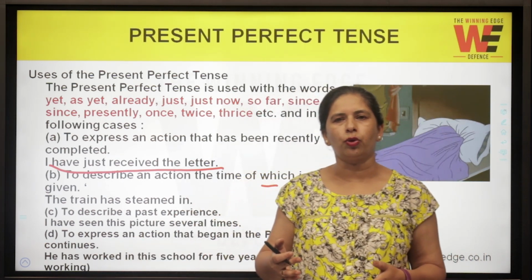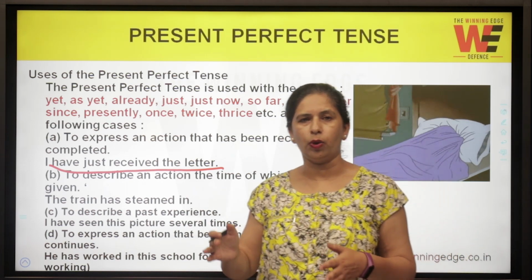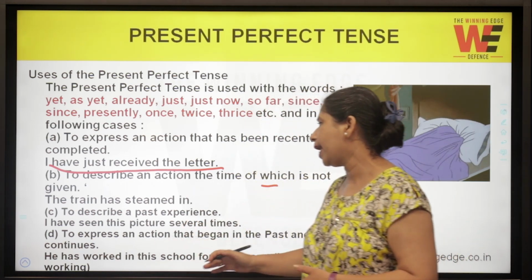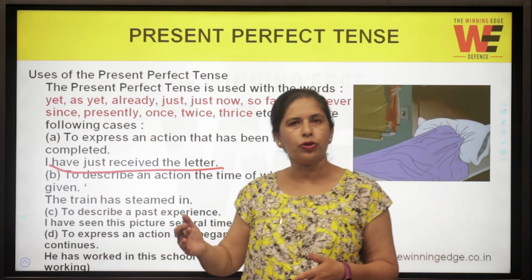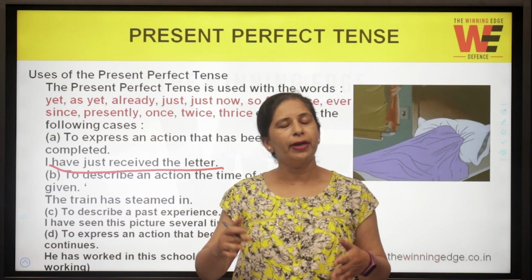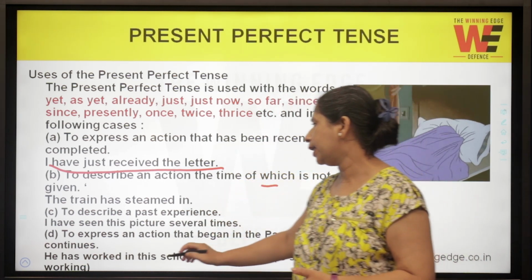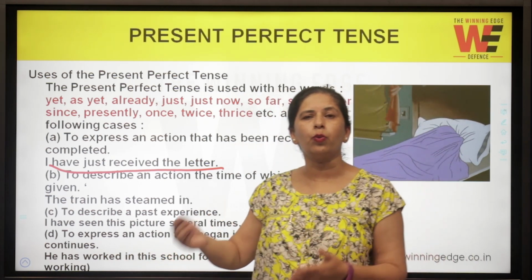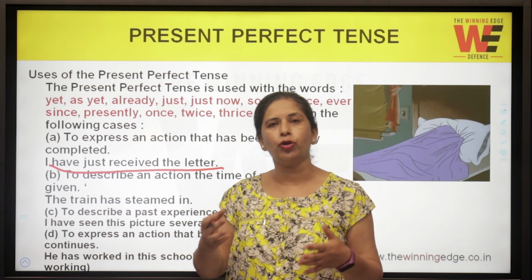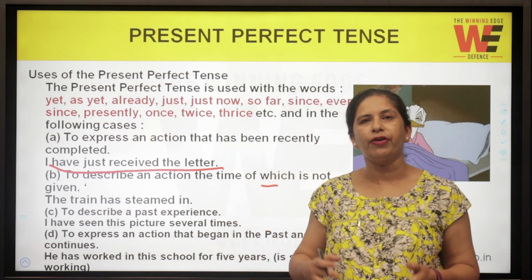या कोई ऐसा एक्शन हो सकता है कि जो पास्ट में स्टार्ट हुआ और अभी तक कंटिन्यू हो रहा है, जैसे कि he has worked in this school for 5 years. या since आप यूज कर रहे हैं या for यूज कर रहे हैं, but that action is still going on, मतलब वो अभी भी काम कर रहा है. He has worked in this school for 5 years, ठीक है, and is still working, ऐसा कुछ भी आपको लगता है तो ऐसे sentences भी, all these are the examples of present perfect tense.